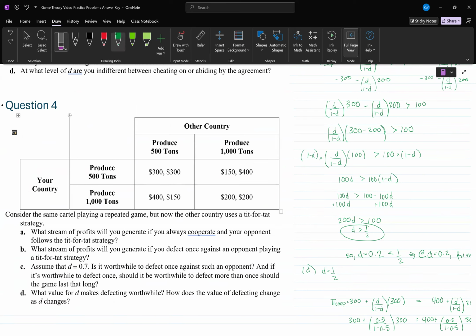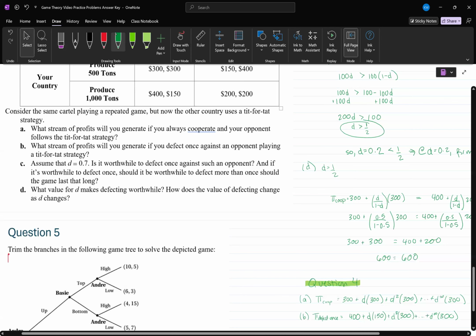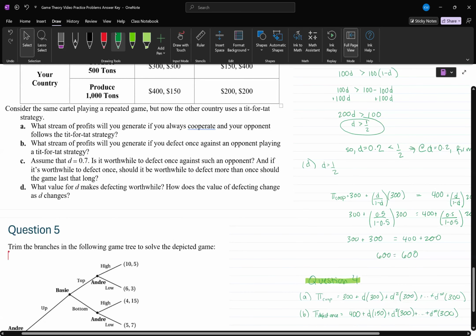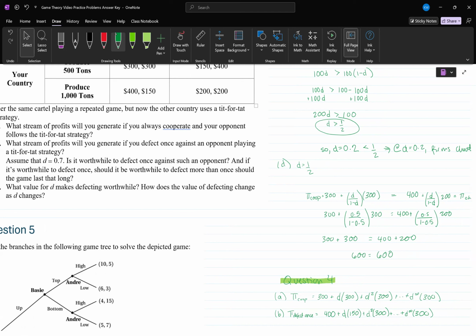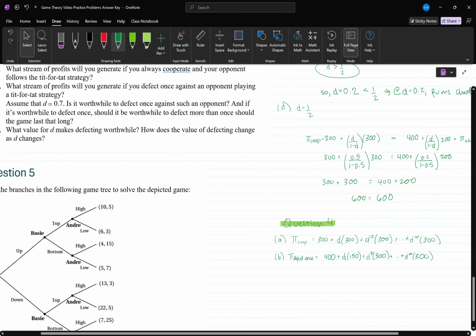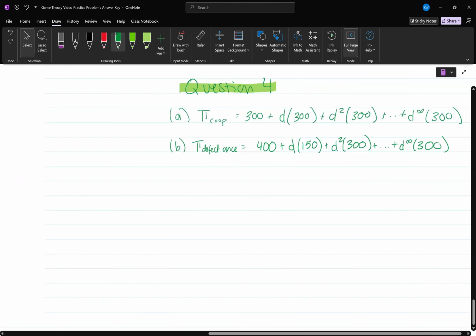And then from there on, we're cooperating, so they're cooperating, so we get 300 sustained. Okay. Turning to C, at a discount rate of 0.7, is it worthwhile to defect? Okay, so again, we want to compare the profits from cheating once to the profits from cooperating. And then if it is worthwhile to defect once, would it be worthwhile to defect more than once? All right, given the discount rate of 0.7.